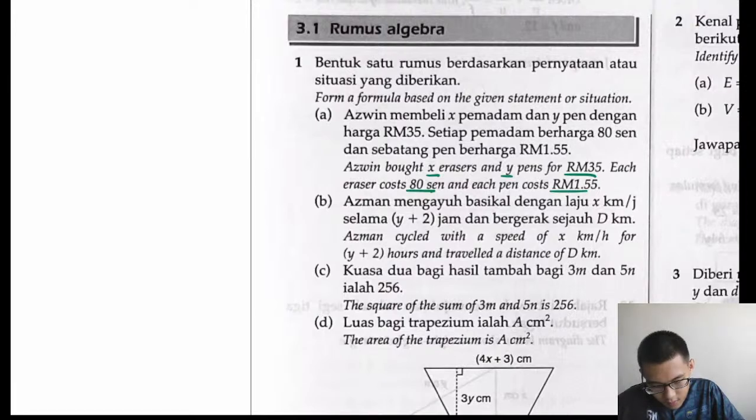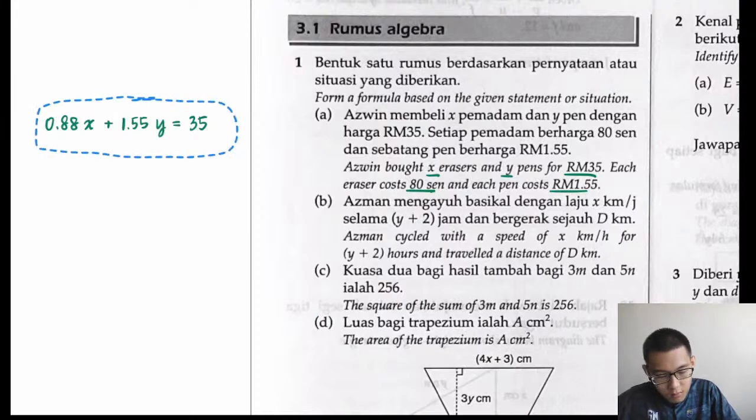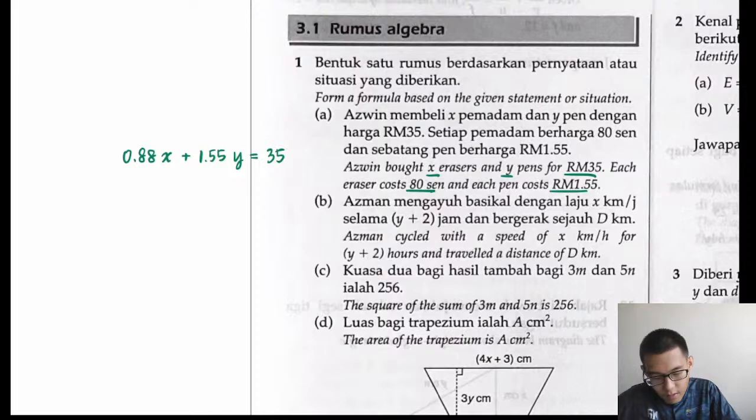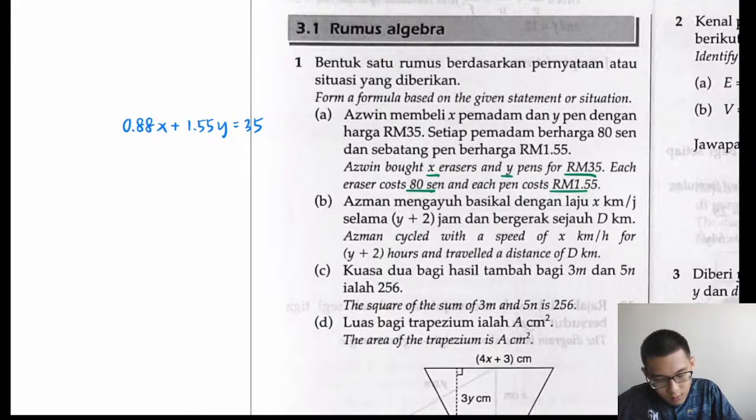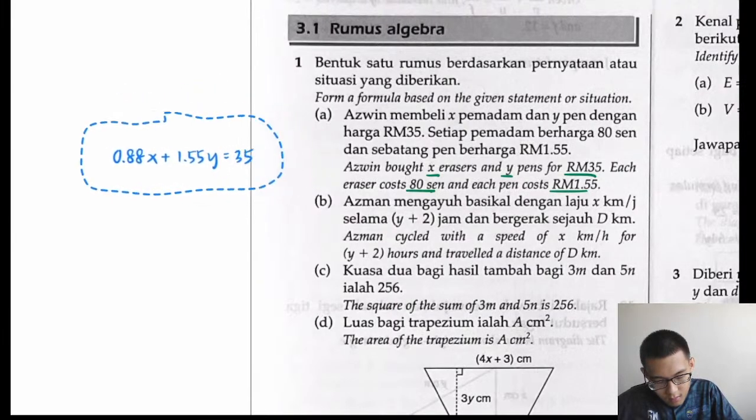That means I have 0.88 times x erasers plus 1.55 for y pens, equal to 35 ringgit. So for the formula, we do not need to write down the unit. Okay, I used a green pen already. 0.88x plus 1.55y equals 35. That means we buy x erasers, the number of erasers, and each eraser is 88 cents.